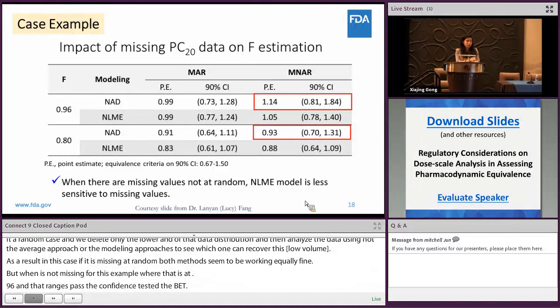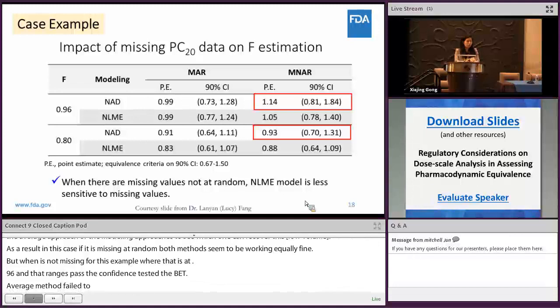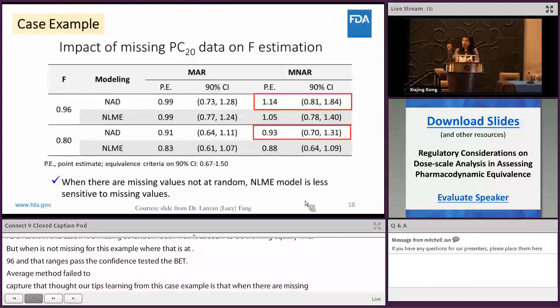So our takeaway from this case example is that when there are values missing not at random, the nonlinear mixed effect model is less sensitive to missing values. But it should be pointed out that both methods have some deviation in the point estimate compared to the true F.